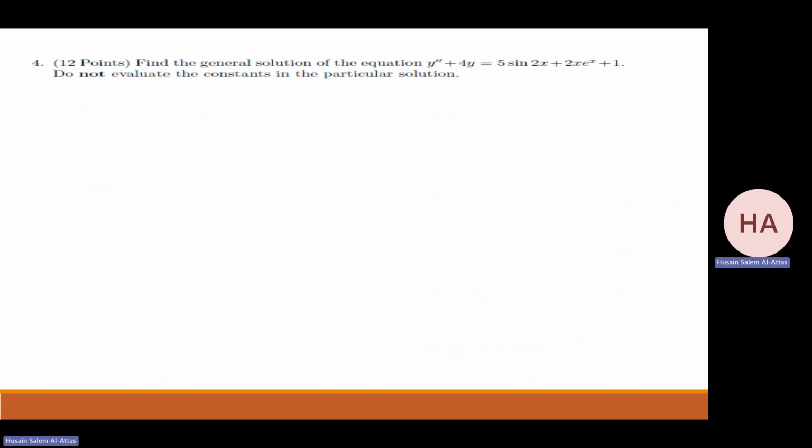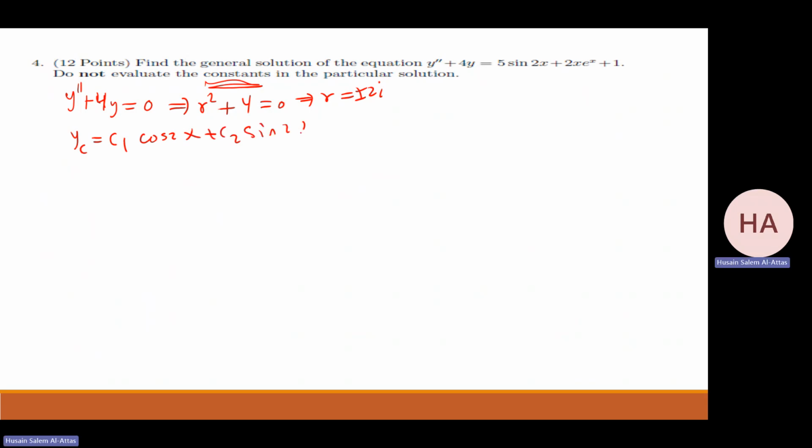Next one, find the general solution. Don't evaluate the constant, okay. So I need first the homogeneous. Find the roots and find YC. The auxiliary equation gives plus or minus 2i. So YC will be C1 cosine 2x plus C2 sine 2x.